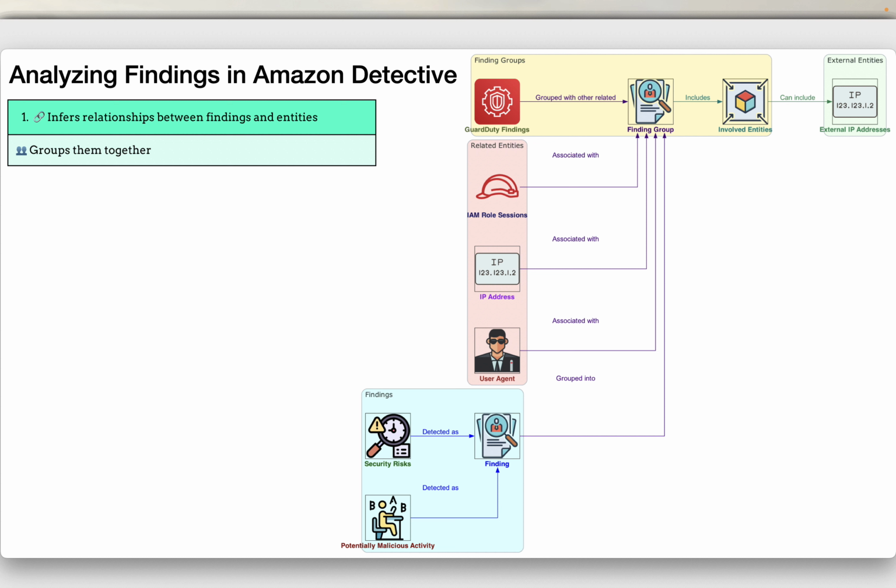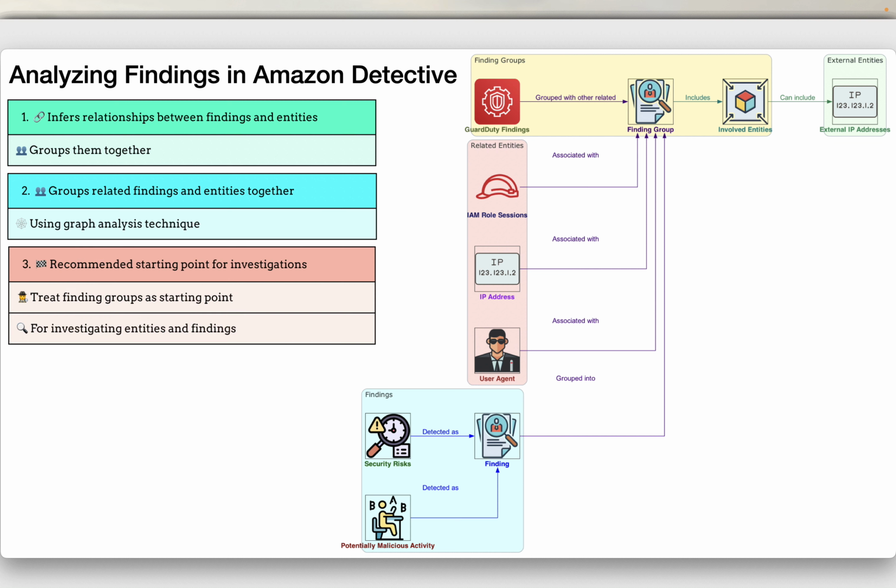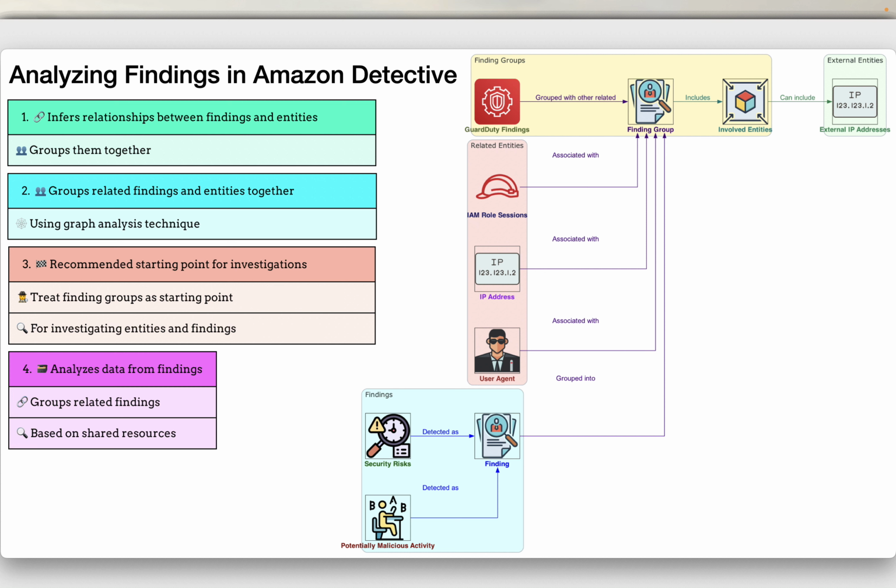Amazon Detective addresses this problem by applying a graph analysis technique that infers relationships between findings and entities and groups them together. Amazon Detective groups related findings and entities together using its graph analysis technique, and it is recommended to treat finding groups as the starting point for investigating the involved identities and findings. Detective analyzes data from findings and groups them with other findings also. So finding groups are also related to other finding groups that are likely to be related based on resources they share.